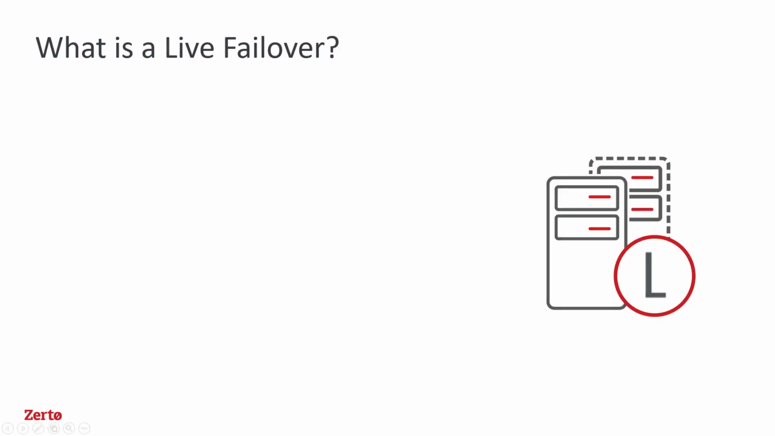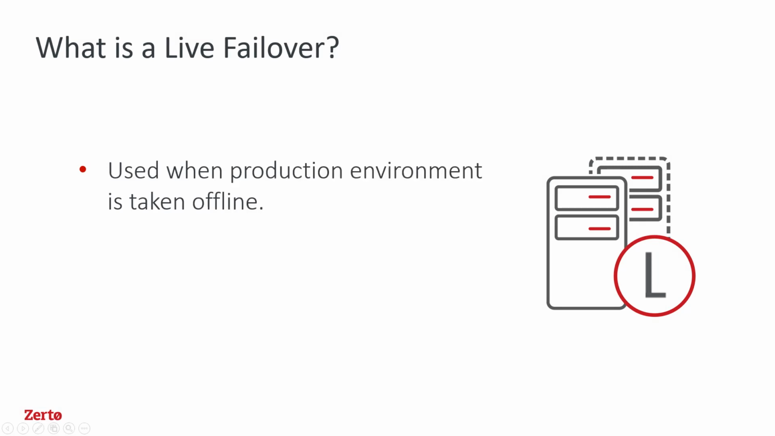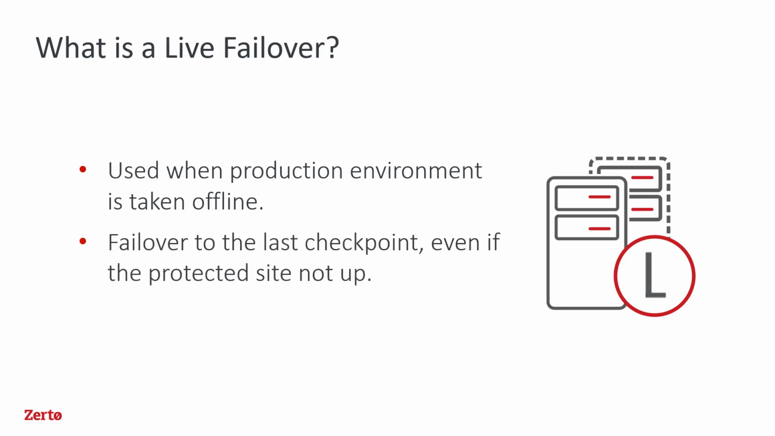Zerto's live failover operation is used when your production environment is taken offline by a natural disaster, complete hardware failure, network failure, or any other disruption. You can use this operation to fail over to the last journal checkpoint, even if the protected site is no longer up.